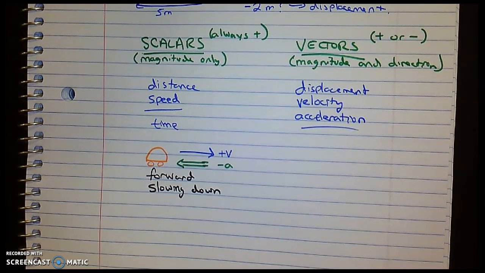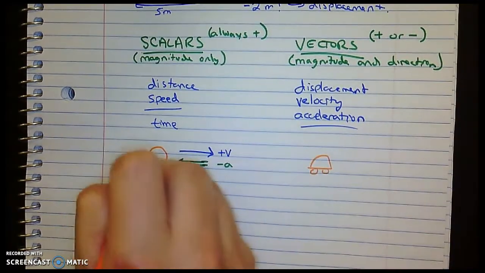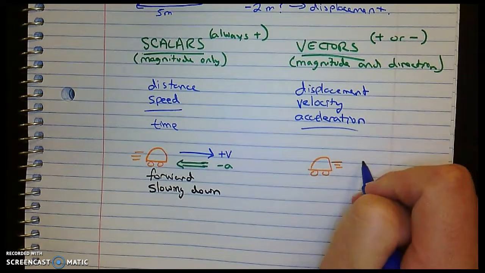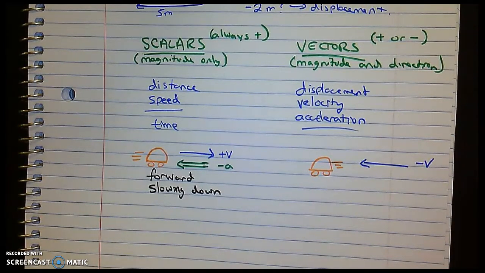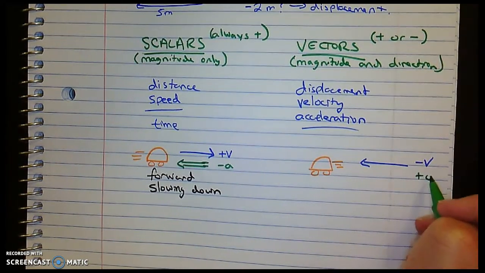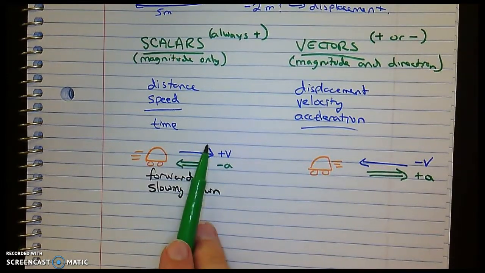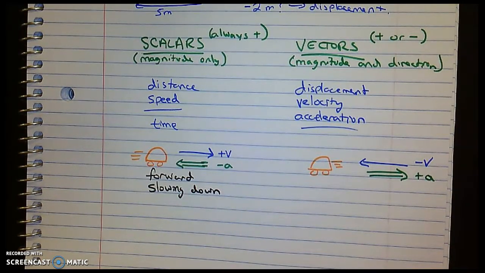But I want to refer to something else. Let's say we had a car going backwards. We would say that that car has a negative velocity. And let's go ahead and give this car a positive acceleration. By the way, I did something and I didn't explain it. Notice that I draw my velocity vectors with one line, and I draw my acceleration vectors with 2 lines. It's just how I keep them straight in my mind.